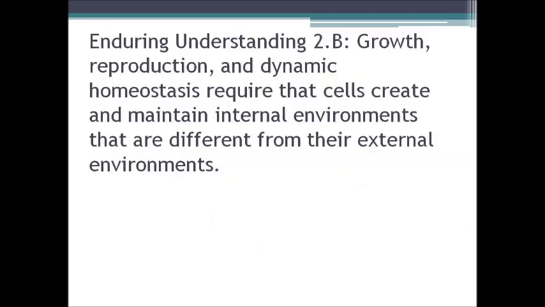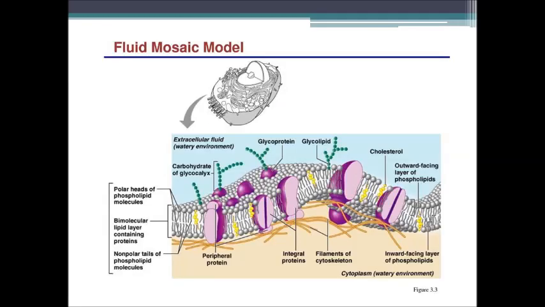In Enduring Understanding 2b, we will be looking at how growth, reproduction, and dynamic homeostasis require that cells create and maintain internal environments that are different from their external environments. The cell membrane is a great model for the separation of internal environments from external environments. This specialized structure allows the cell to be selectively permeable, which aids in maintaining dynamic homeostasis by the constant movement of molecules across the membrane.